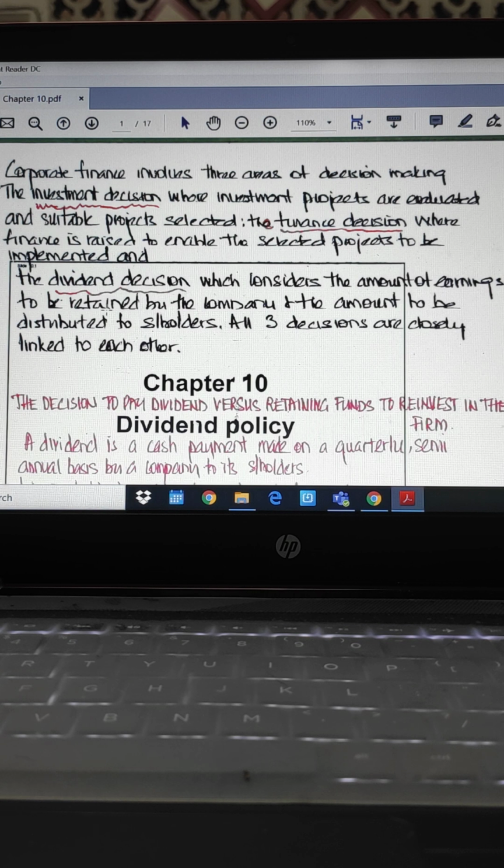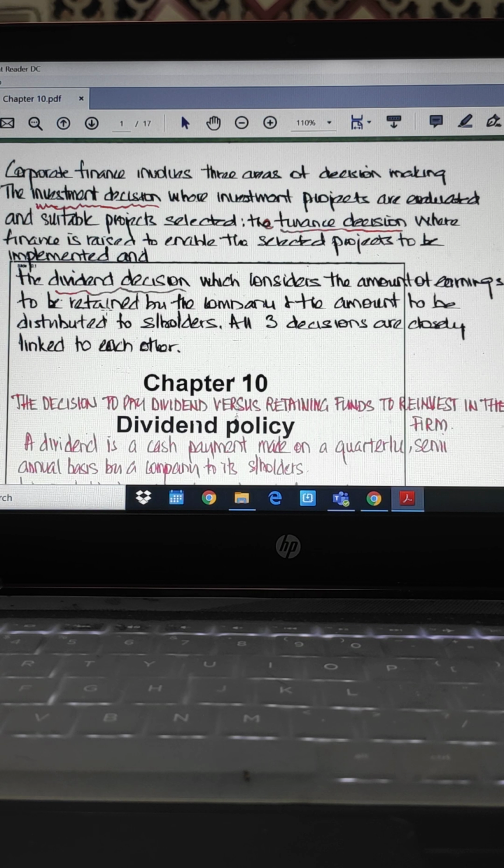If you scroll down the slides, the decision to pay dividends versus retain earnings to reinvest in the firm is the decision that finance managers must make. If you pay too little dividends, shareholders will be unhappy. And if you pay too much dividends, there will be very little retained earnings to be reinvested in the firm.